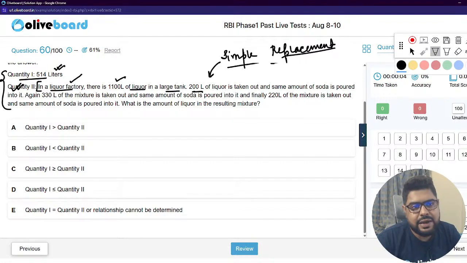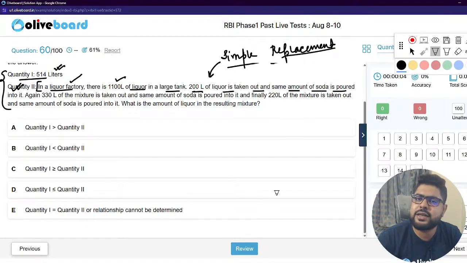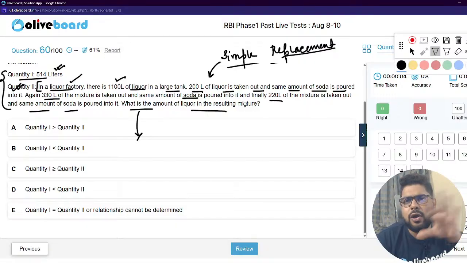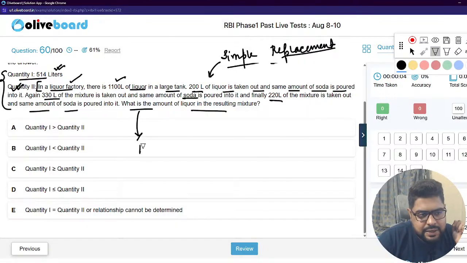200 liters of liquor is taken out and the same amount of soda is poured in. Again 330 is taken out, same amount of soda. Then 220 taken out, same amount of soda. What is the amount of liquor? Sir, how to do? The amount of liquor after all these replacements will be, initially it was 1100 liters, 1 minus.